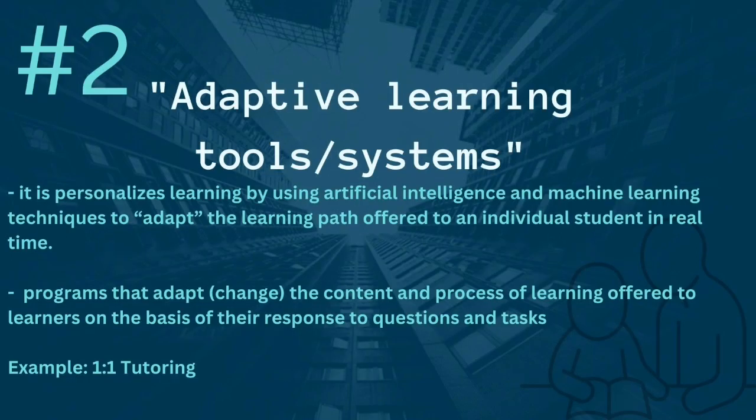Number 2. Adaptive learning system. It is personalized learning that uses artificial intelligence and machine learning techniques to adapt the learning path offered to an individual student in real time. Also, these are programs that change the content and the process of learning offered to learners on the basis of their responses to questions and tasks.